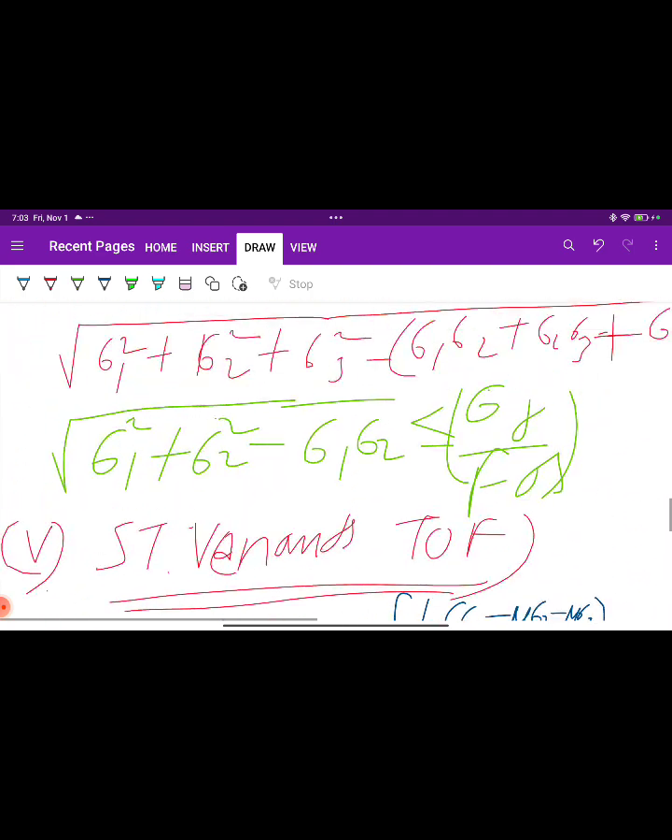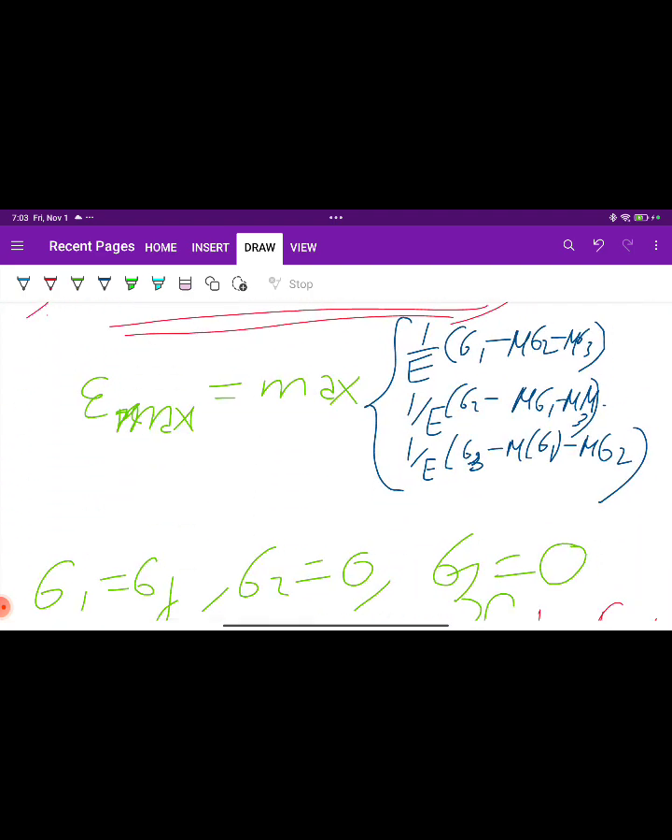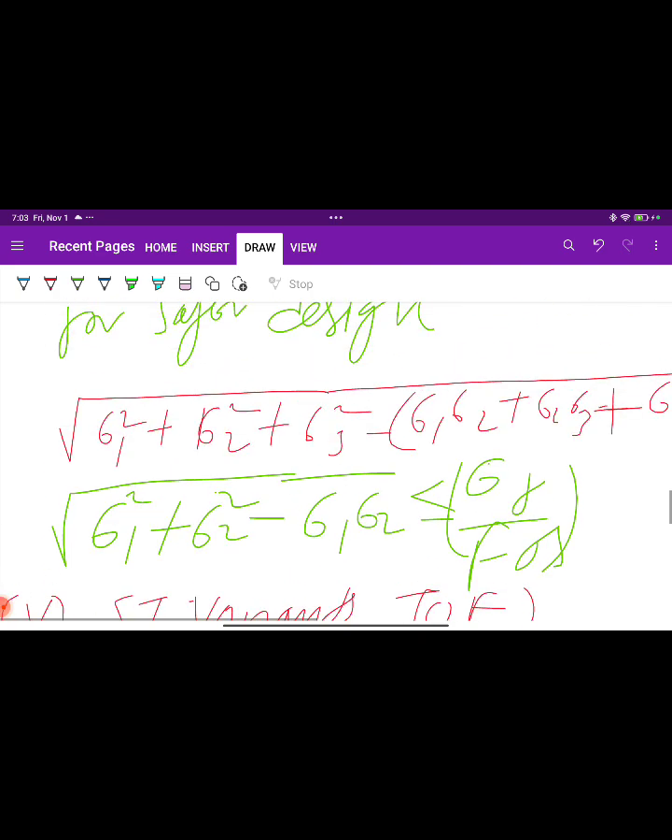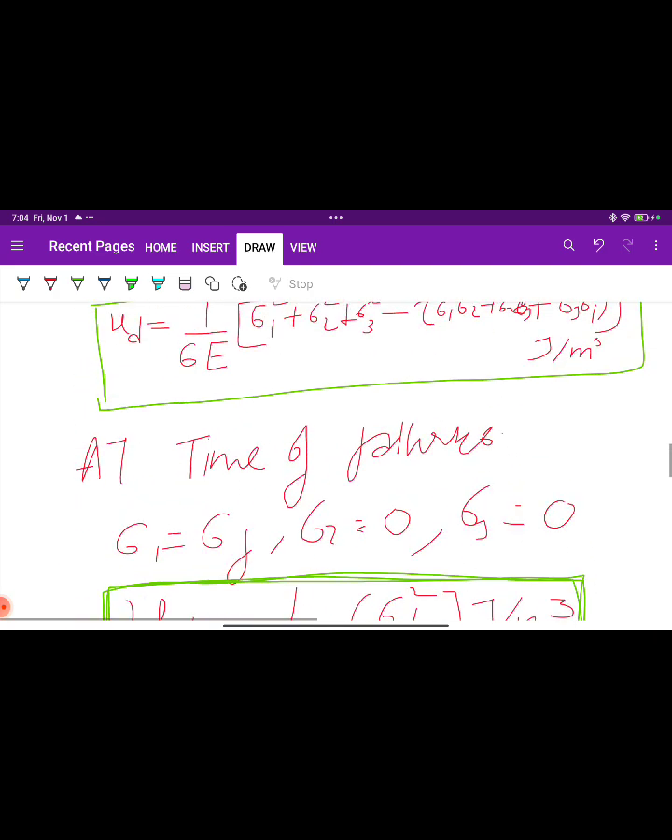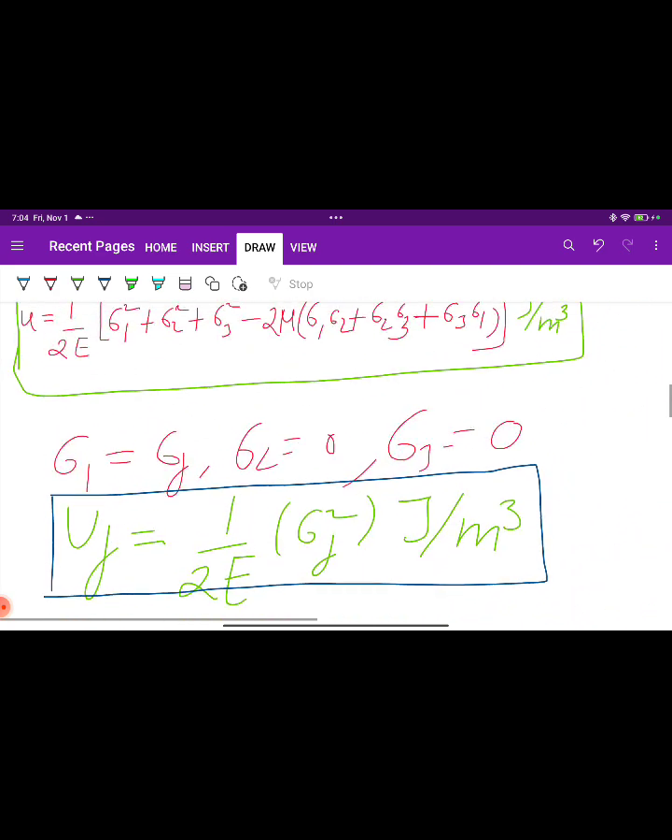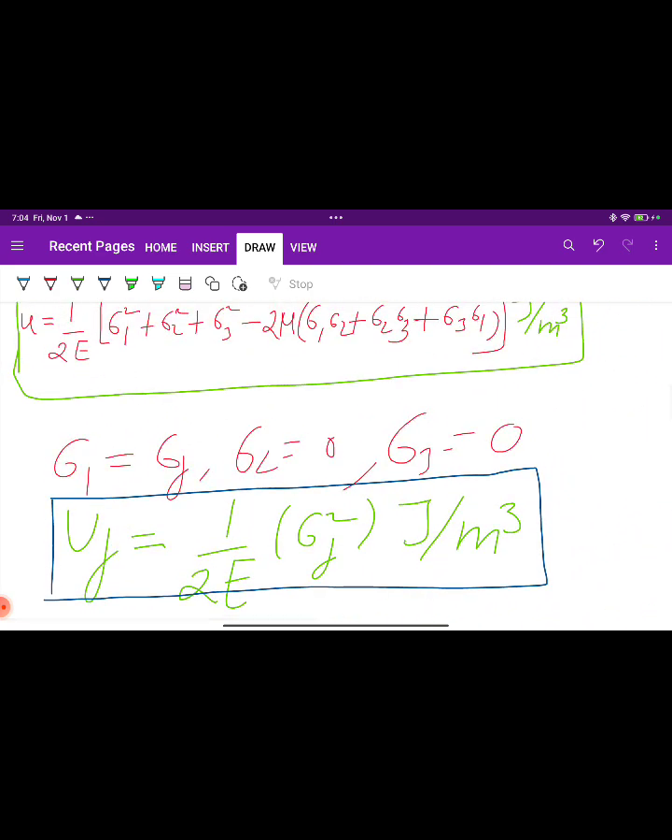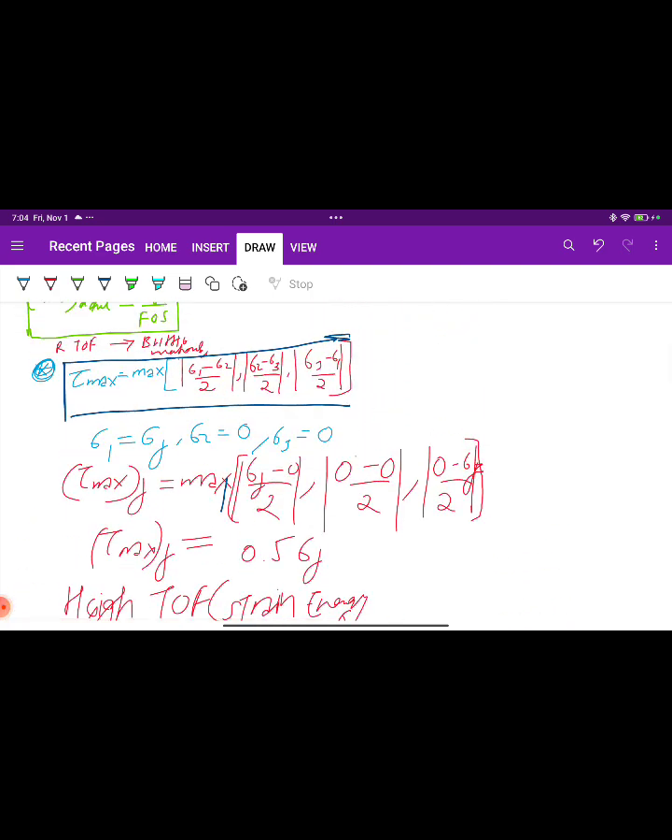So in Saint-Venant's theory of failure, we talk about the maximum normal strain at any point. In distortion energy theory, or von Mises theory of failure, we talk about distortion energy per unit volume. And in case of Haigh's theory of failure, we talk about the strain energy. And in case of Tresca's theory of failure, we talk about the maximum shear stress. And in case of the first Rankine theory of failure, we talk about the maximum normal stress.